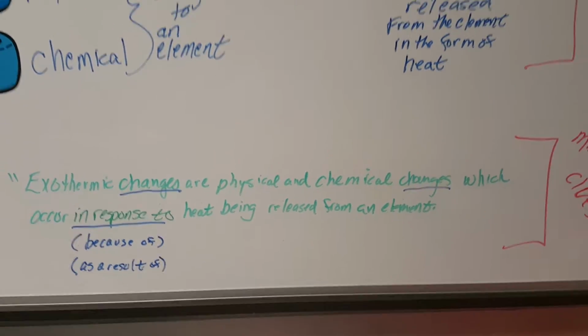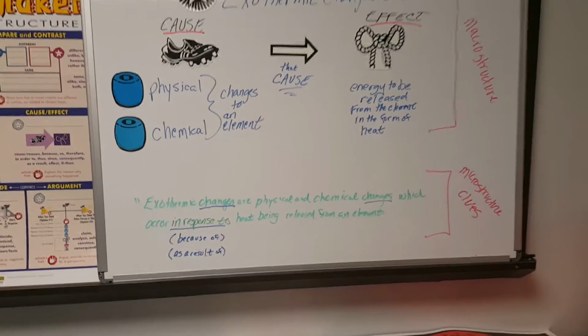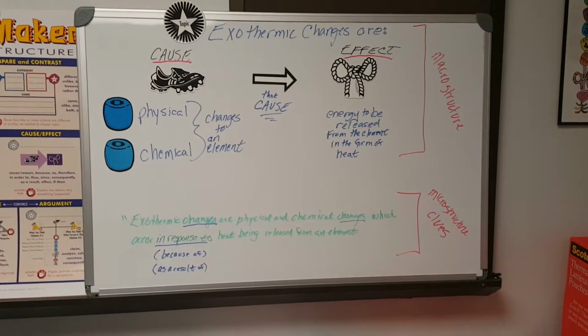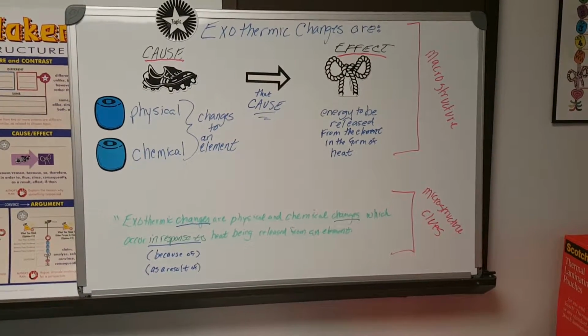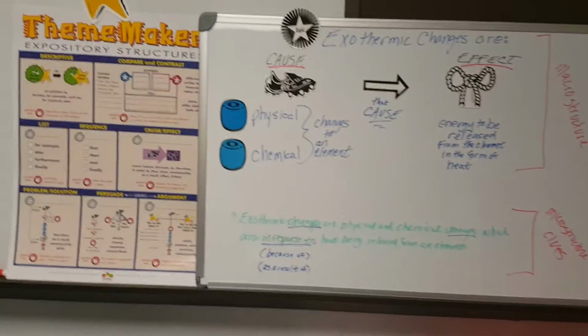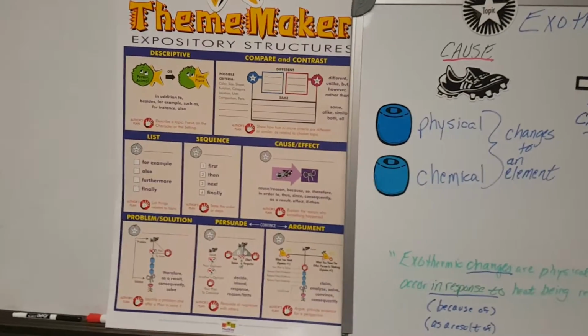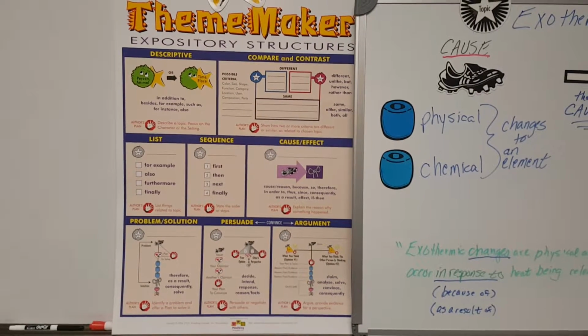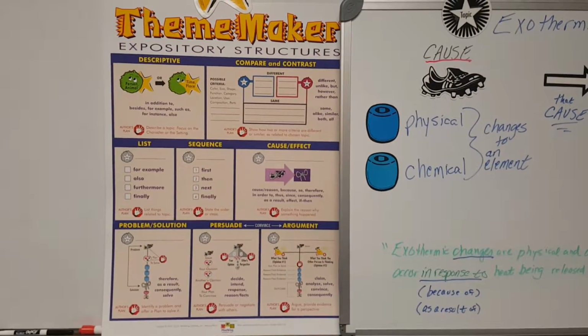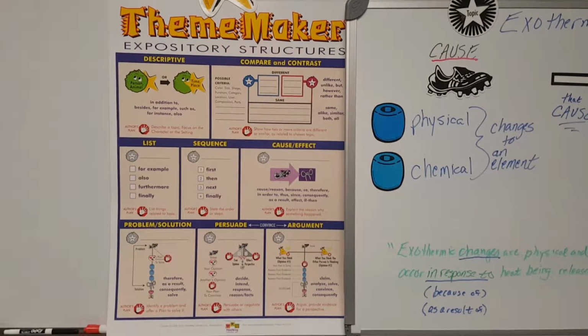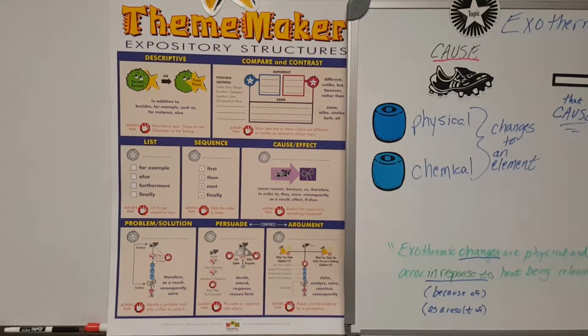So the first thing we want to do is figure out what expository text structure that sentence is. These are the expository text structures here: description, compare and contrast, list, sequence, cause and effect, problem solution, persuasion, and argument.